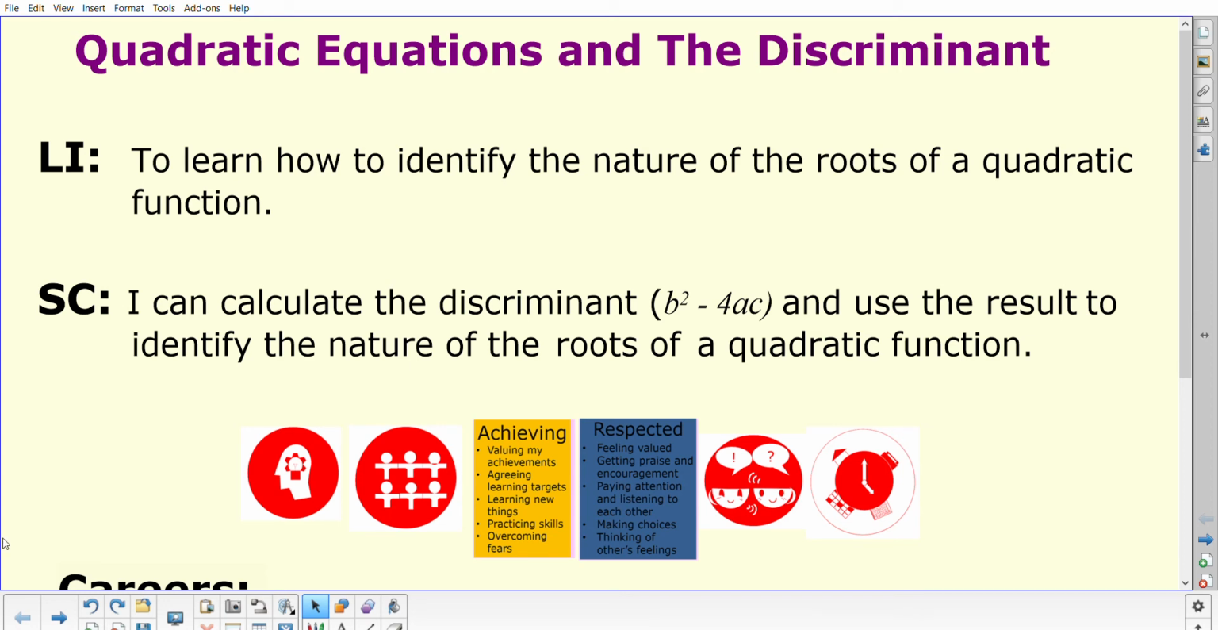So in this lesson we're going to look at the quadratic equation and the discriminant, and the learning intention will be to learn how to identify the nature of the roots of a quadratic function. To be successful in this, you need to be able to calculate the discriminant, which is part of your quadratic formula. That's the b squared minus 4ac part, that's the bit under the square root, and use the result to identify the nature of the roots of a quadratic function.